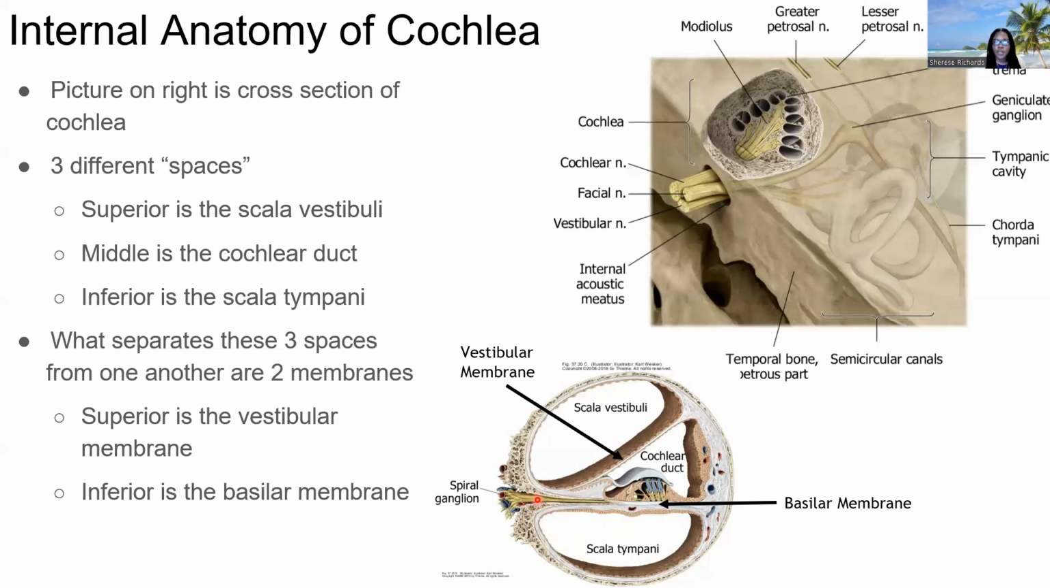All right. Now, there are also two membranes that separate these spaces. So the vestibular membrane separates the scala vestibuli and the cochlear duct, whereas the basilar membrane separates the cochlear duct and the scala tympani.